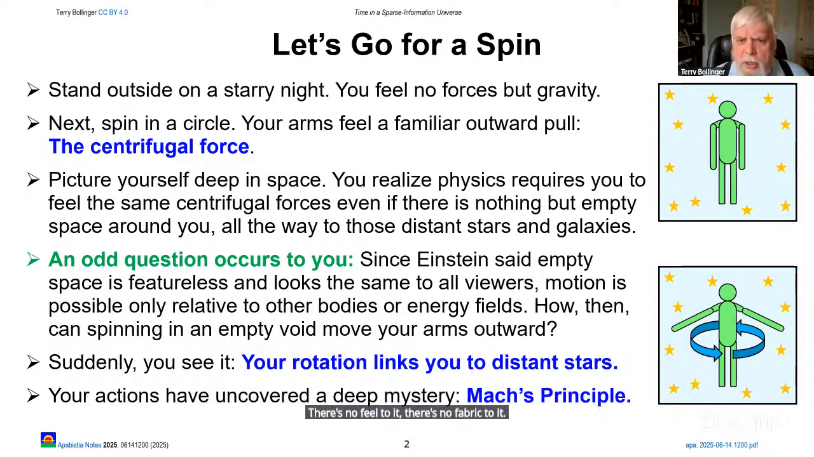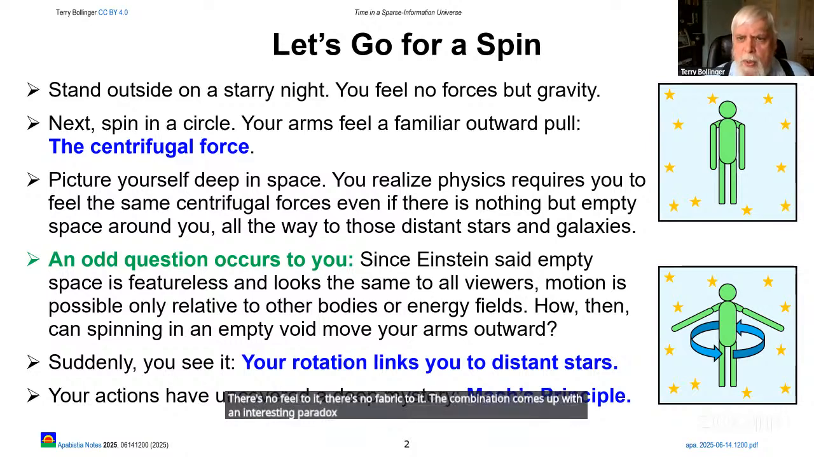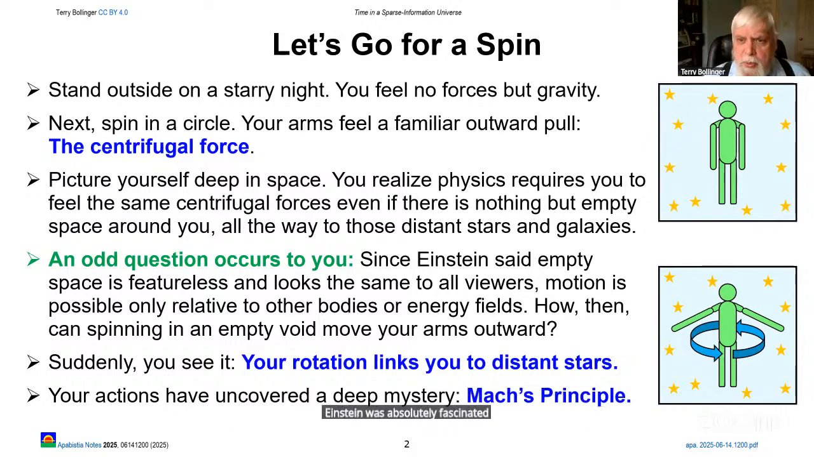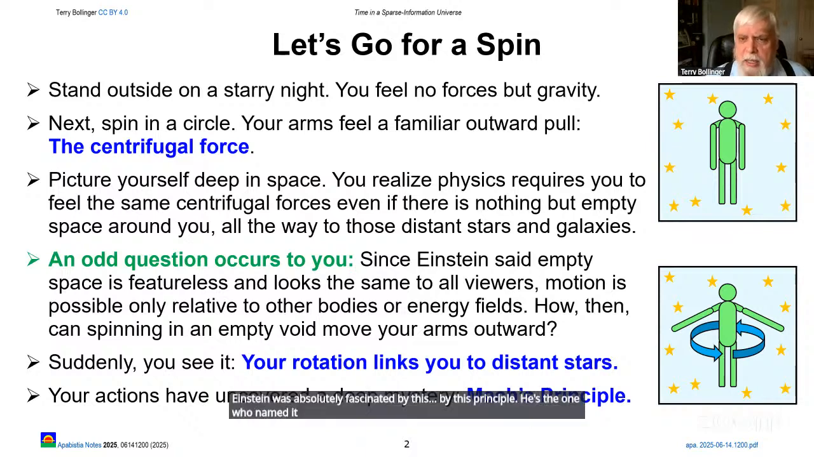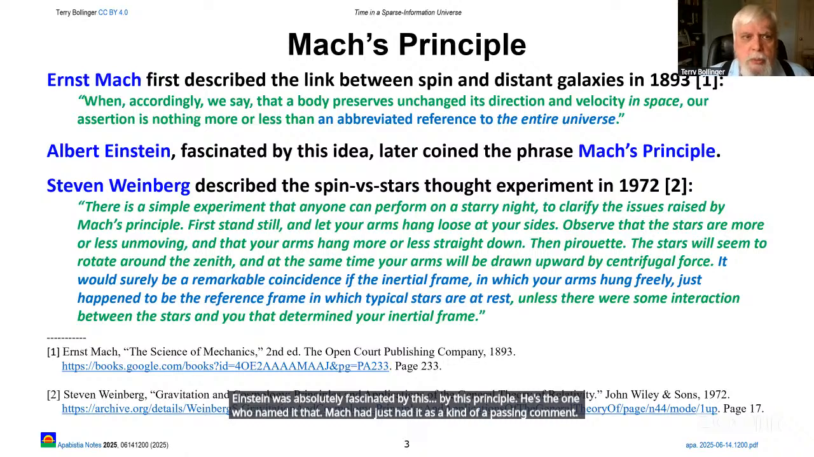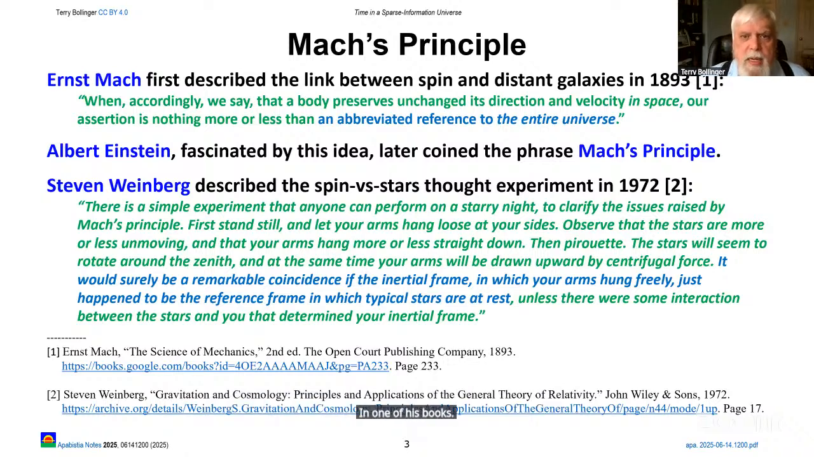The combination comes up with an interesting paradox. And that is what Einstein called Mach's principle. Einstein was absolutely fascinated by this principle. He's the one who named it that. Mach had just had it as a kind of passing comment in one of his books. You can see the quote right here. He refers to any issue about how we're moving as an abbreviated reference to the entire universe.